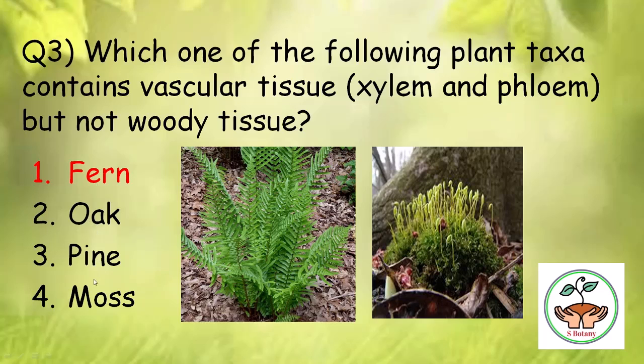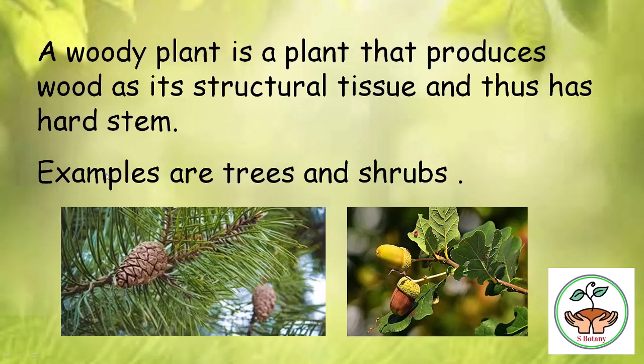And about the other options, moss is a bryophyte and it doesn't show any type of vascular tissue. Oak is an angiospermic plant. It shows the xylem and phloem, but it also has the woody tissue. And the next group is the pine. It is a member of a gymnosperm. It also has the vascular tissue showing the xylem and phloem, and it also shows the woody tissue. So the correct option is the fern.